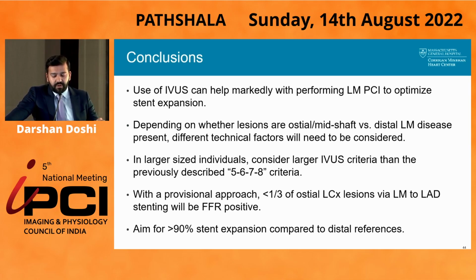And then with a provisional approach, less than 1/3 of ostial circ lesions tend to be FFR positive, so you don't necessarily need to treat them. And then you should obviously aim for greater than 90% stent expansion compared to the distal references.